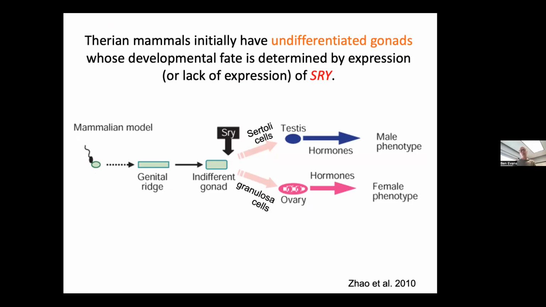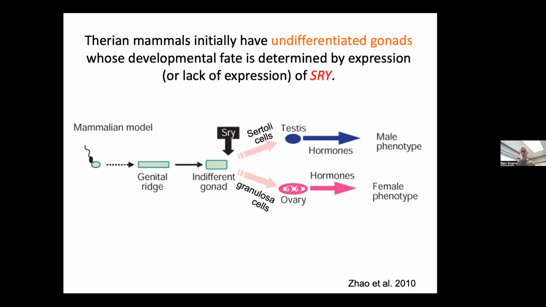And if it's an XY individual and the SRY gene is expressed, then that causes this indifferent gonad to pursue the male phenotype and develop into testes and develop what we call Sertoli cells, which are a fundamental structure within the testes. And if the SRY gene is absent in an XX individual, then those indifferent gonads develop what we call granulosa cells, and that's part of the ovarian structure. And then we have a female phenotype.